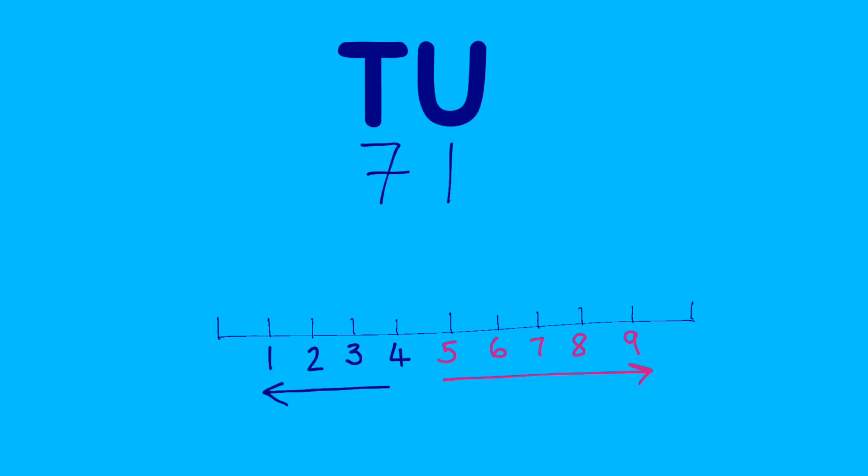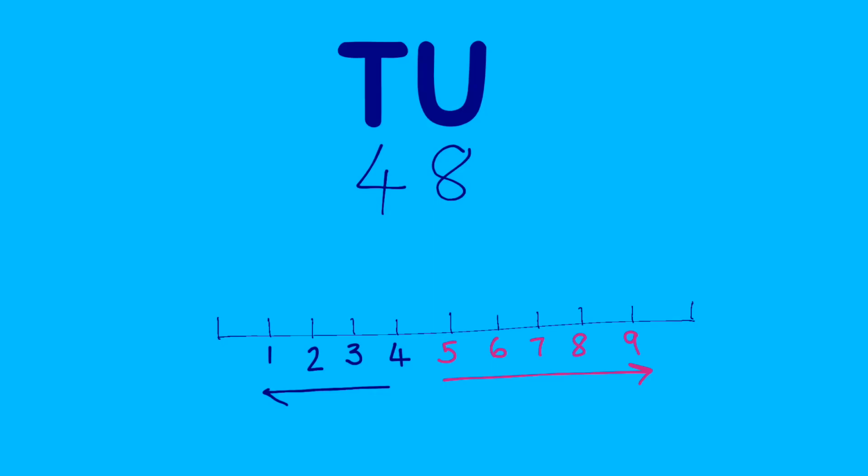Okay, let's try another example. Let's look at the number 71. We want to round 71 to the nearest 10, so we need to look at the next digit, which is the units, and then we can see from our number line that the number 1 means that we keep the tens number we already have. So 71 would be rounded to 70. So 71 rounds to 70.